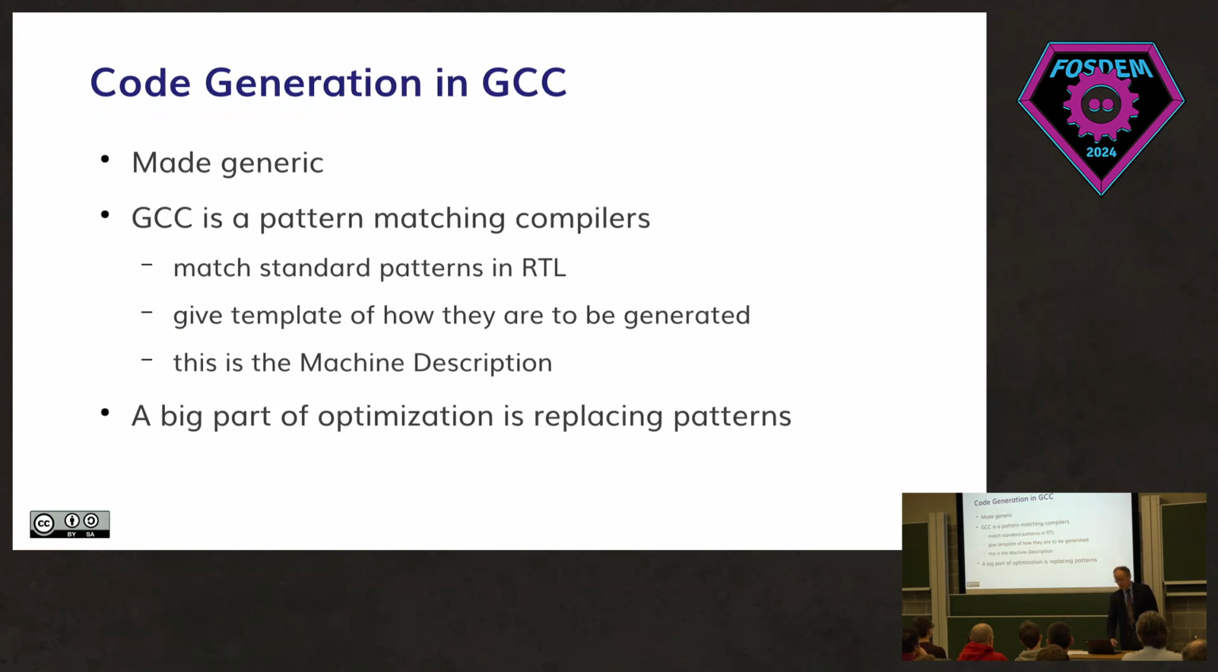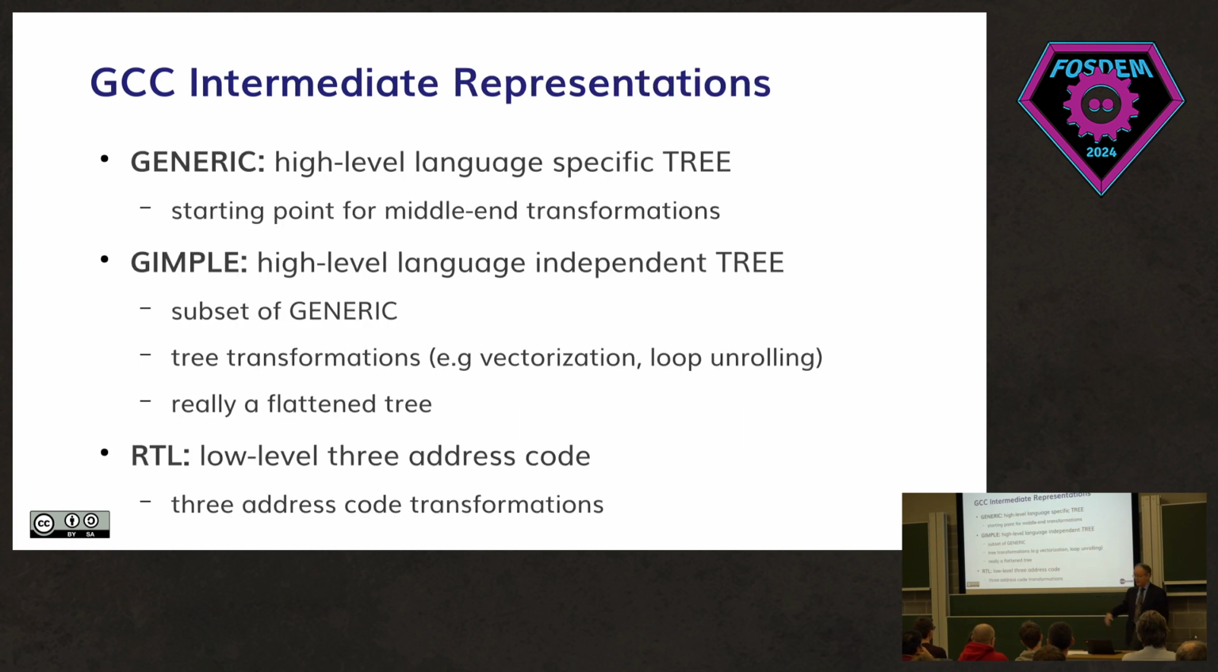If we look at how code generation works in GCC, it's generic. It's a pattern matching compiler. It looks for patterns and replaces them by new patterns. That's how it does code generation, and it's actually also how it does optimization. What we have to do is give it all these pattern templates in order to be generated, and that is what the machine description is. When we come to optimization, replacing patterns by better patterns is what you do. So we heard from Dave the different types: you've got generic, then Gimple, then RTL, and we're really worrying about how you get down to the RTL level.